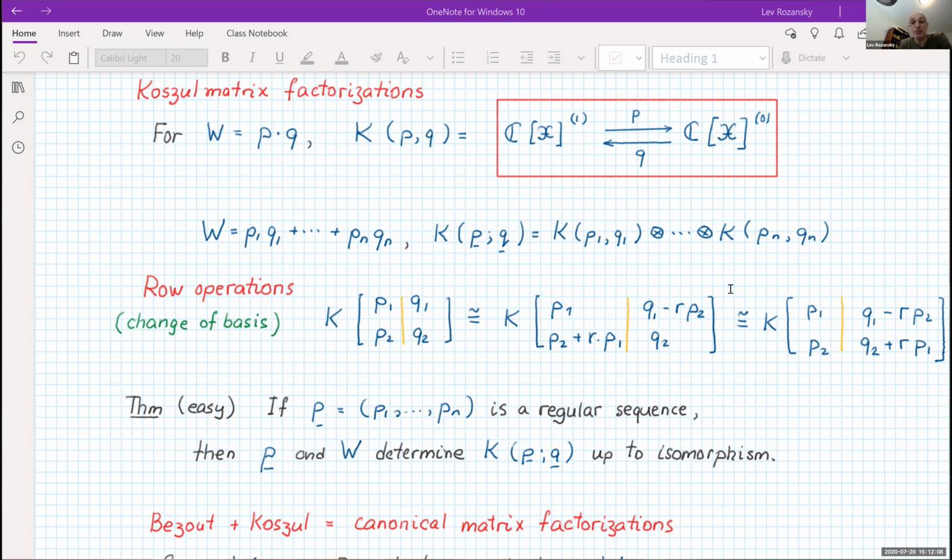It is convenient to represent these many polynomials P and Q as columns. In each row, you have a pair. So there are so-called row operations which you can perform on polynomials P and Q, which change the matrix factorization up to isomorphism. You do not even need homotopy. So you can add P1 to P2 with some coefficient and subtract Q2 from Q1 with the same coefficient. Or you can add P1 to Q2, as they are presented here. So this is a very convenient technical trick.